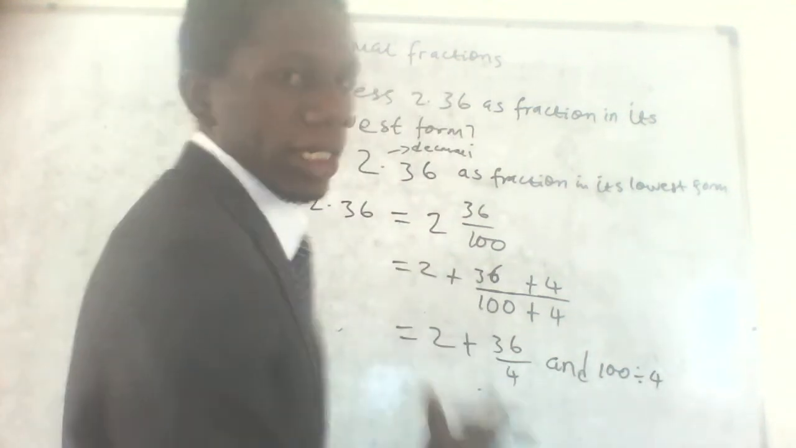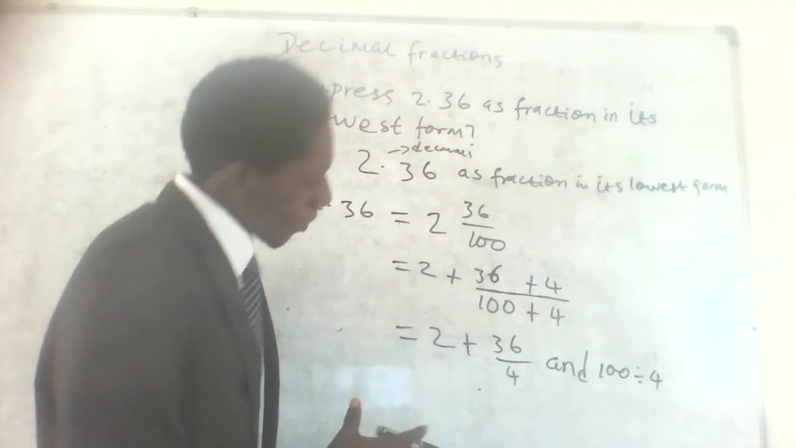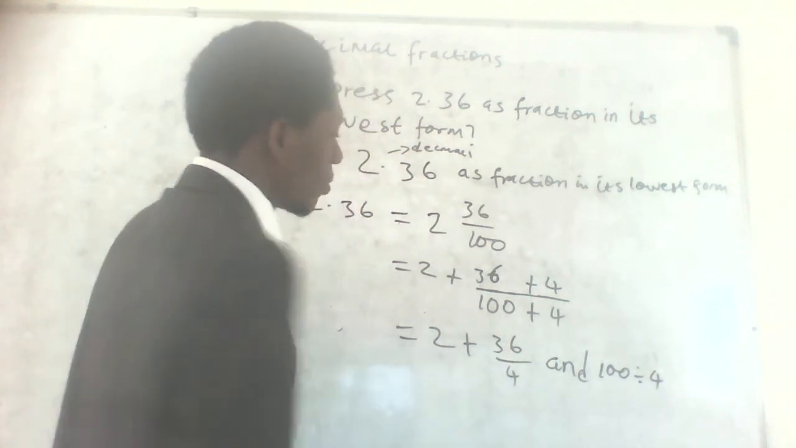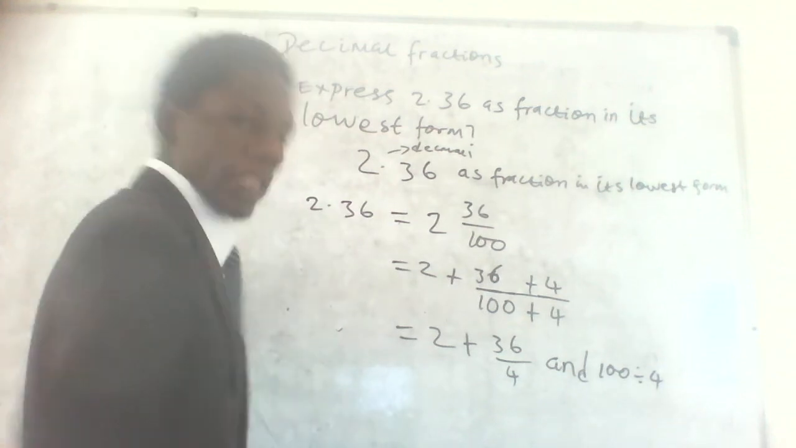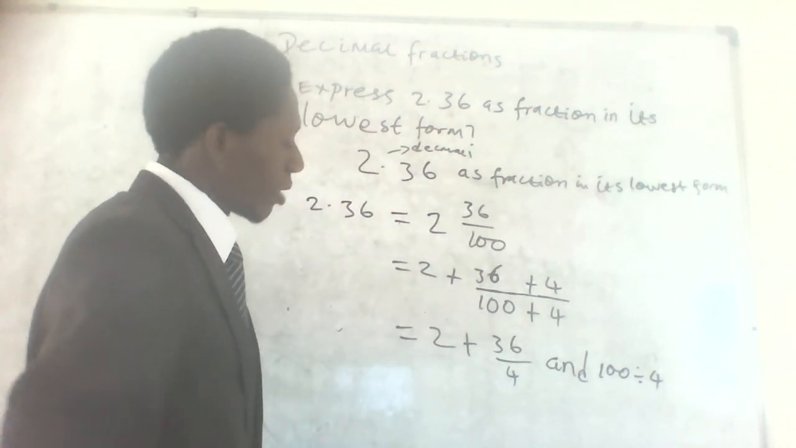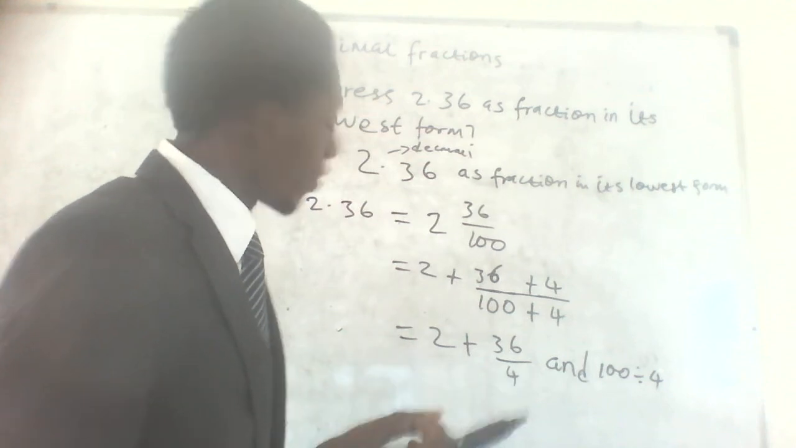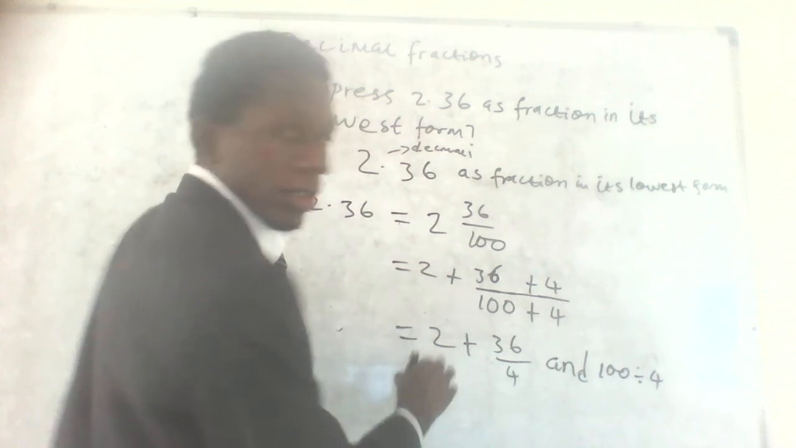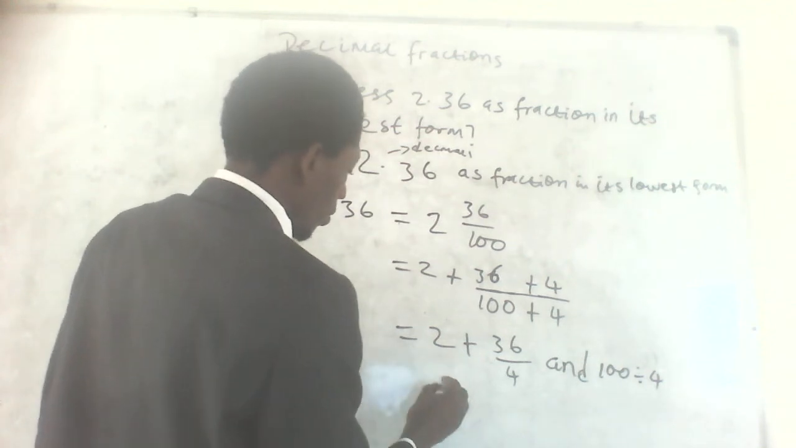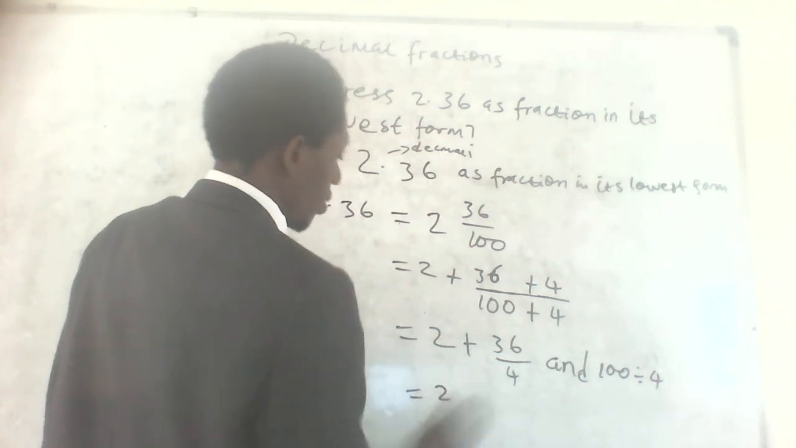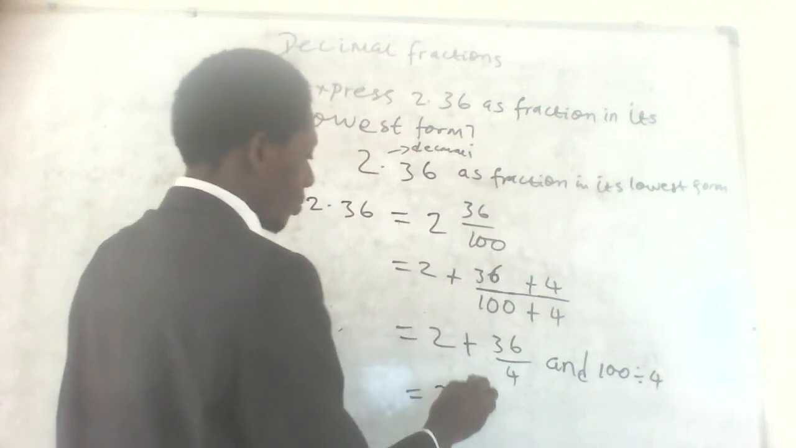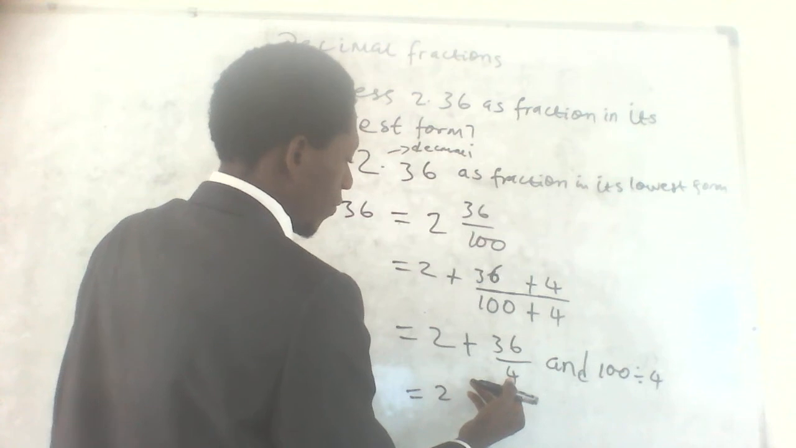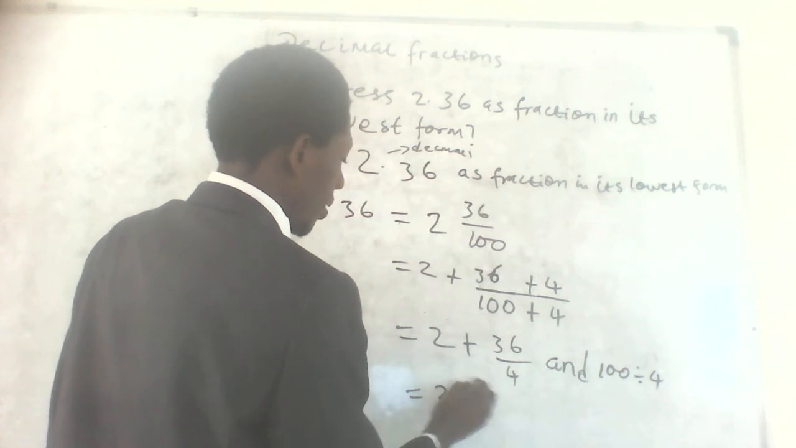So if I break this down, let's see, 36 divided by 4 is 9, right? I know that 4 times 9 will give me 36. So I'm bringing down the whole number, which is 2. This is 2 whole number. 36 divided by 4 is 9.